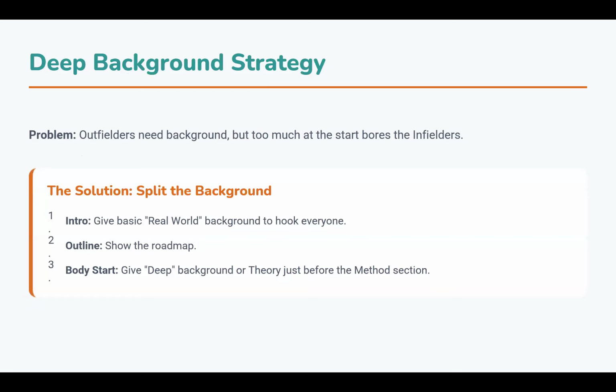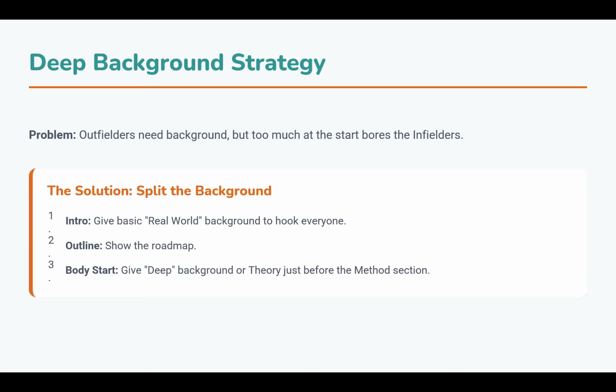Well, deep background strategy. Outfielders need background, but too much at the start bores the infielders. Now remember, you are dealing with infield and outfield. Too much background might make things boring for the infielders. So you have to have a better balance.